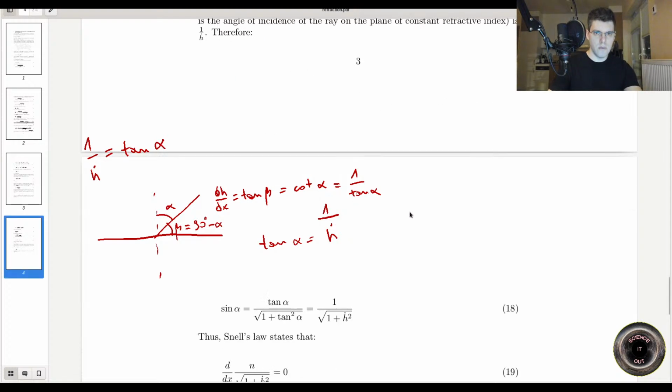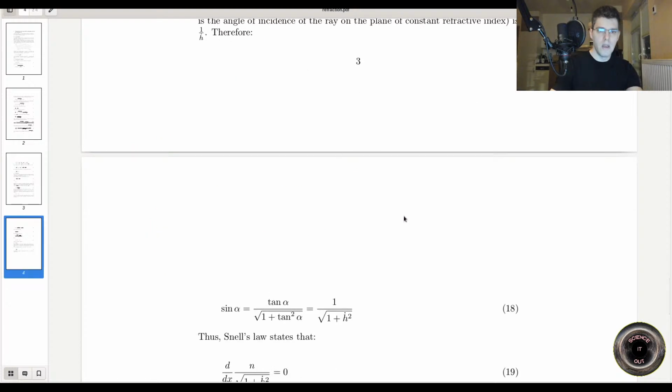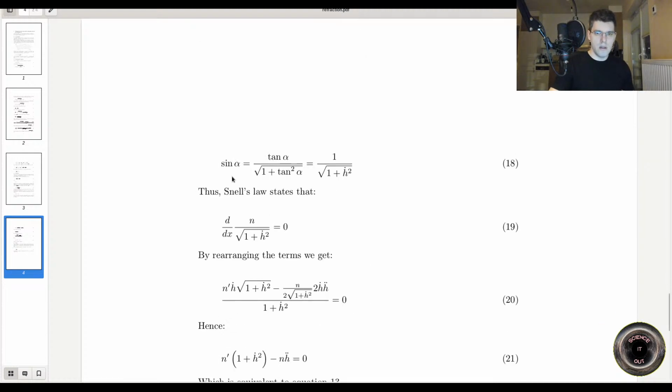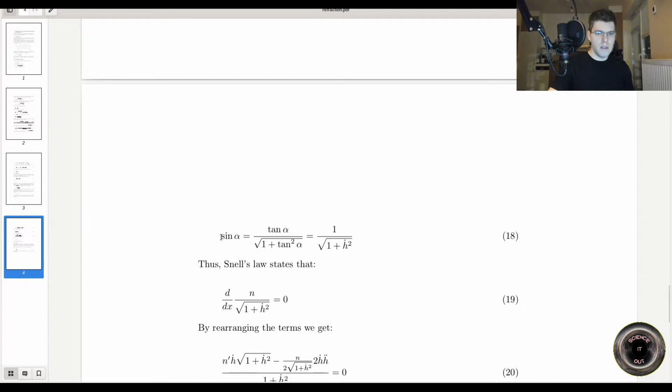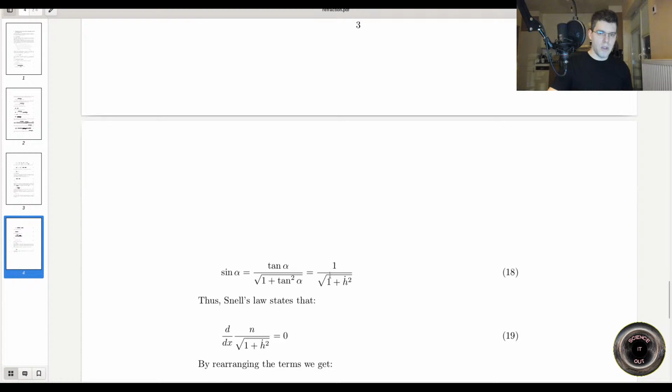So if we go further, this is just a trigonometric identity. Sine of alpha is equal to tangent of alpha divided by such a square root. You can check that it's true in general, and then we can substitute tangent by 1 over h dot. If we write this as 1 over h dot, it turns out that this 1 over h dot from the numerator combines with the denominator to yield something like this.